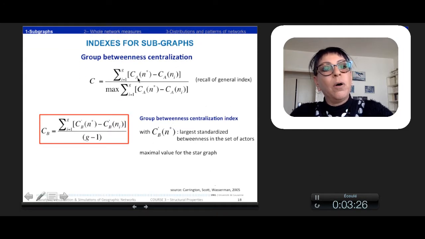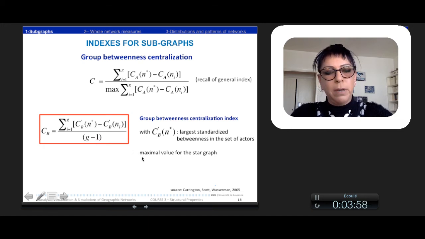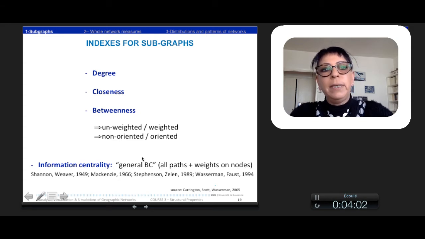It is also applied on betweenness centralization, always taking into account this general index. So for the group betweenness centralization index, it is always the observed values minus the maximum one, divided by g minus 1. And here also the maximum value is a star graph. So it is always the same general form for different indexes of degree, closeness, betweenness, either unweighted or weighted, non-oriented or oriented.